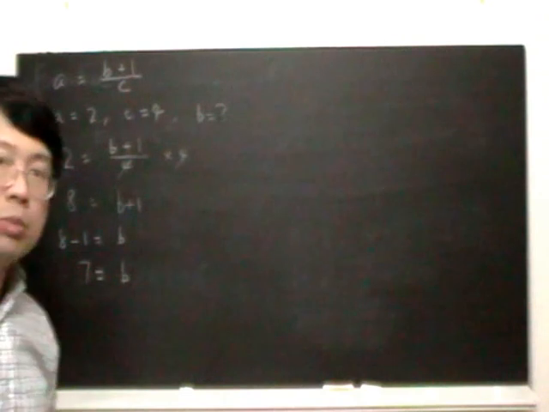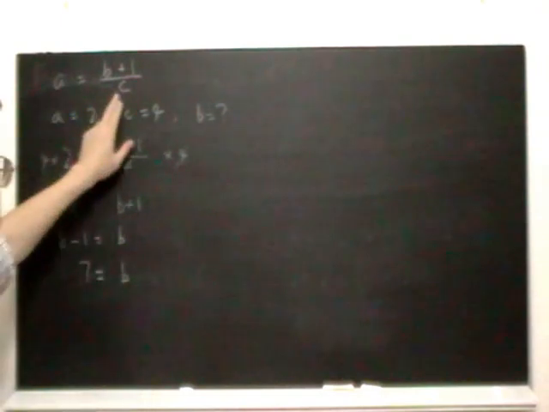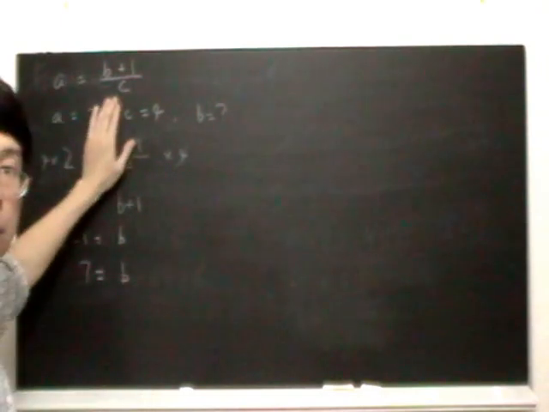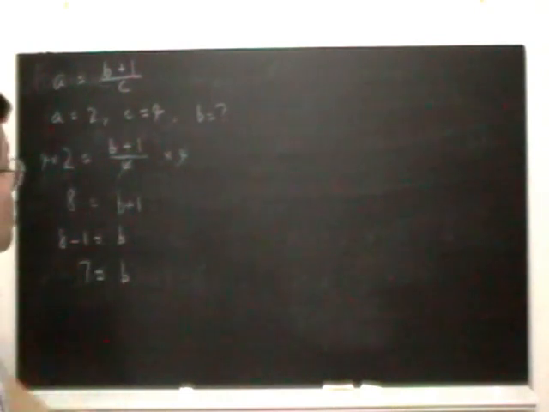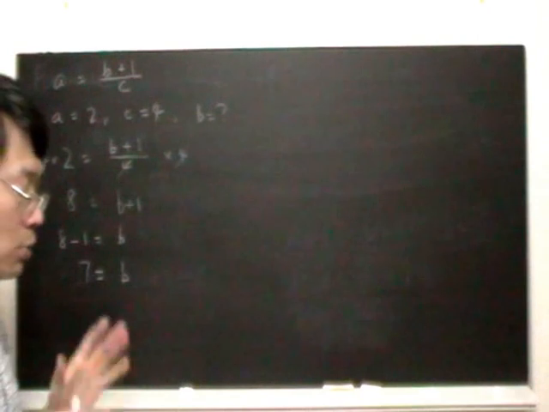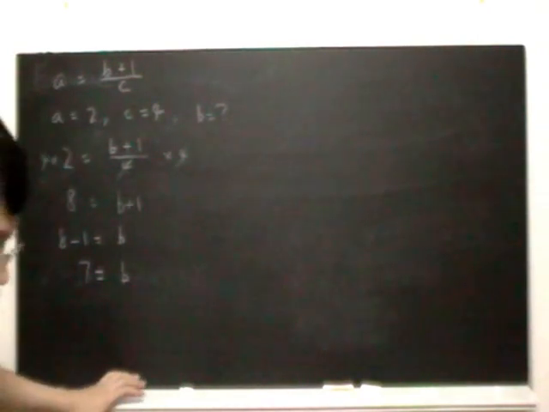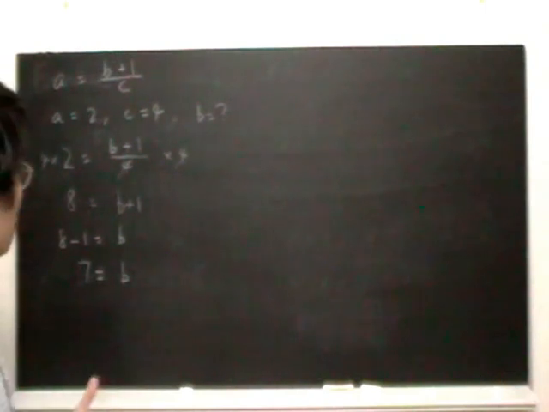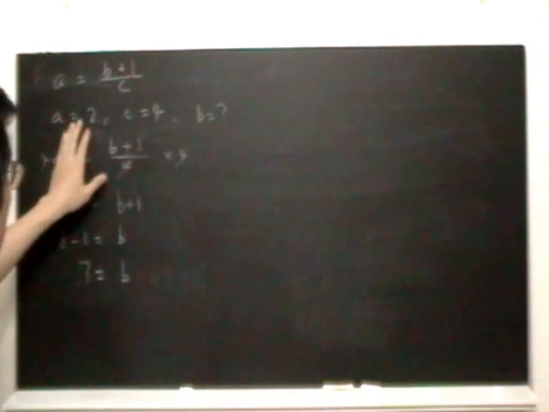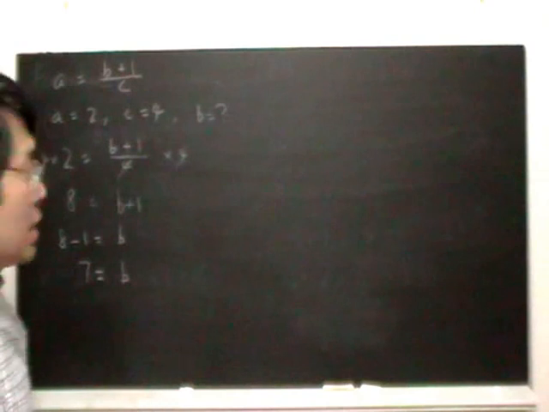If you look at this problem, you see that we are given the numbers for two of the symbols in the formula, and we have to find the third one. Now, what if we need to do this very often? What if we need to do it for a different A and a different C, and we need to do it again and again and again?